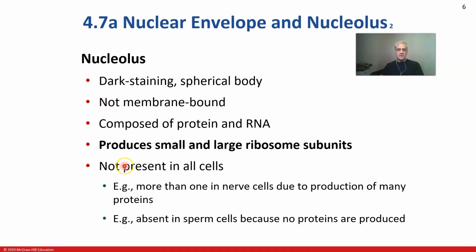A nucleolus produces the small and large ribosome subunits. Ribosomes are composed of, as you can see here, a small and a large subunit, and those two things get together, and they are the machine that makes proteins. And we're going to talk about how they make proteins in just a minute.